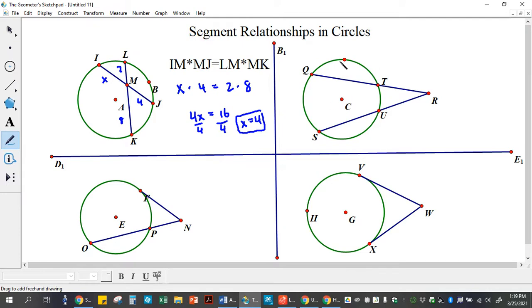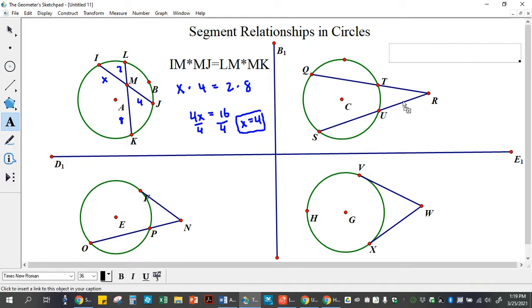Okay? Now, this problem, we have two secants. It's more difficult. There's some chances for small mistakes here, so please be careful. Let me show you the formula first. And here we go with the formula.